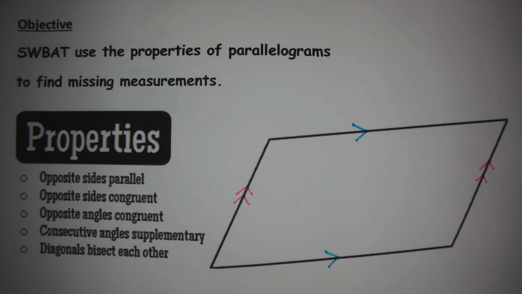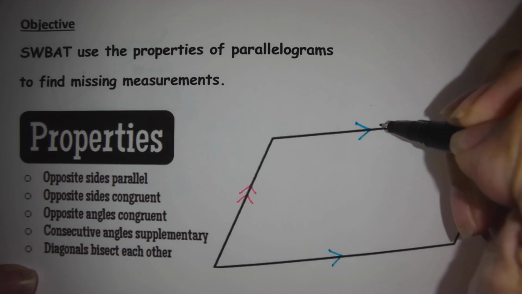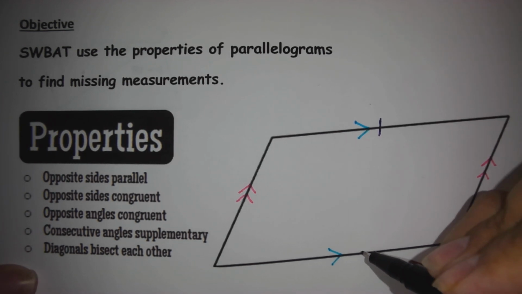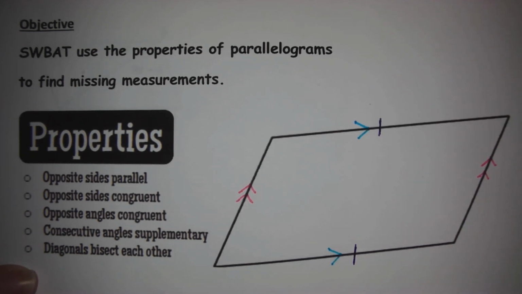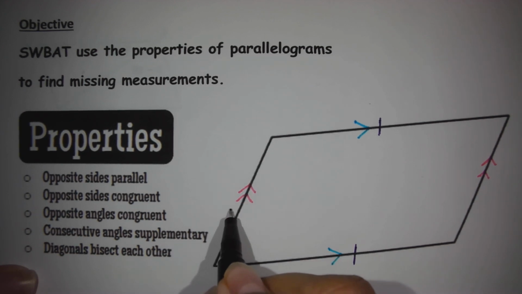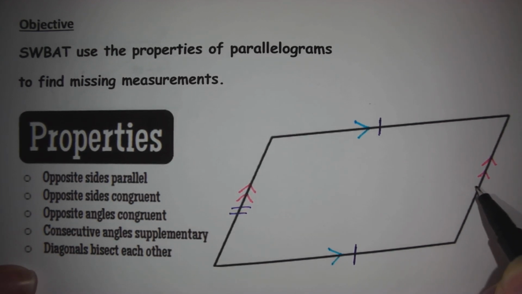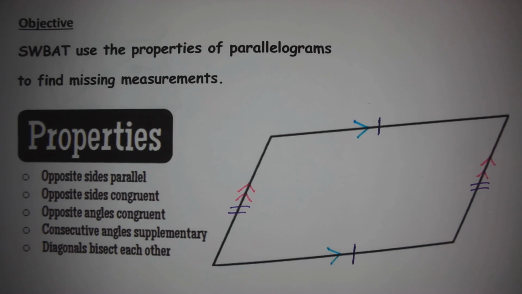Now we're talking about opposite sides being congruent. So not only are they parallel, but they're also congruent. What that means is this side is congruent to this side, and this side is congruent to this side. Remember, we use tick marks for congruent sides or congruent segments.